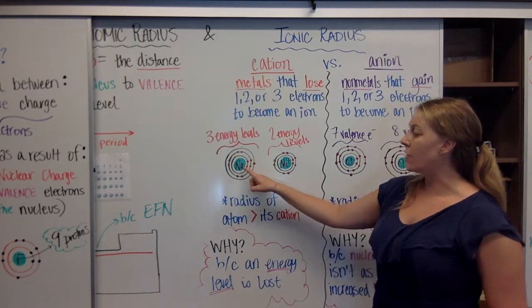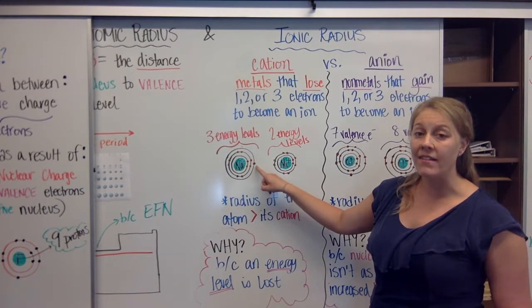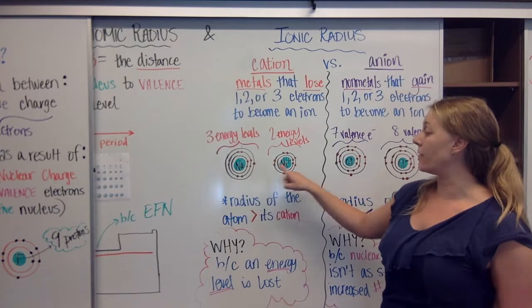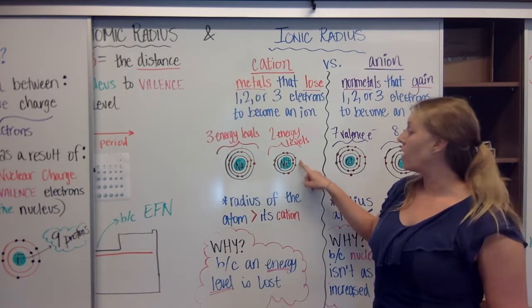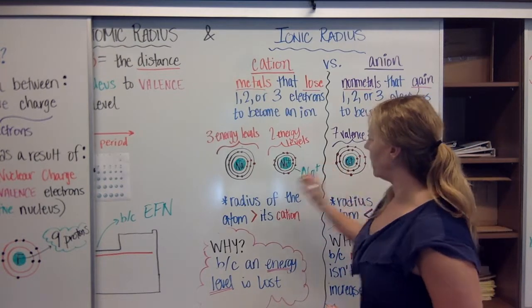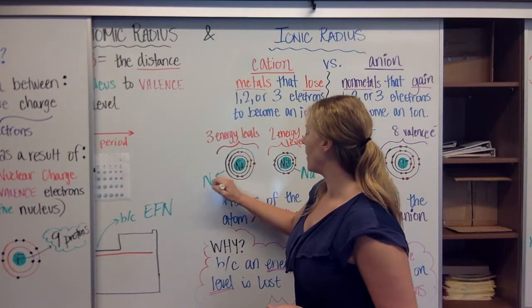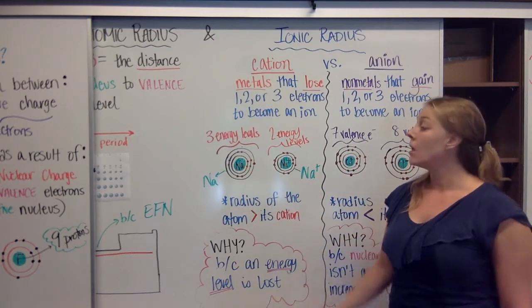Well, sodium has 3 energy levels. When it becomes an ion, it loses that 1 electron in its outer energy level, in its valence, and it becomes sodium plus with only 2 valence electrons. I don't know if you can see what I'm labeling them here. So this is sodium, and that's sodium plus. So 2 energy levels versus 3.